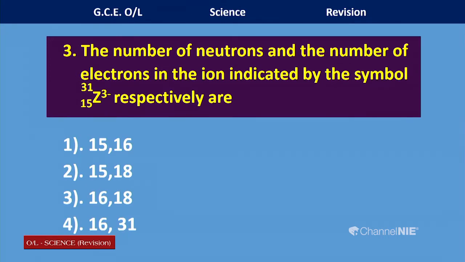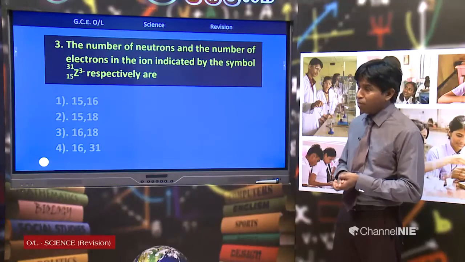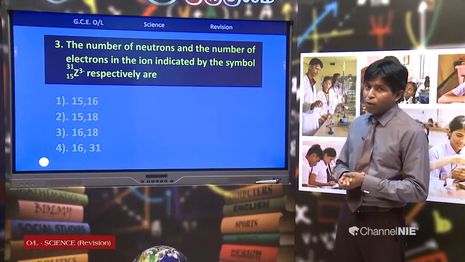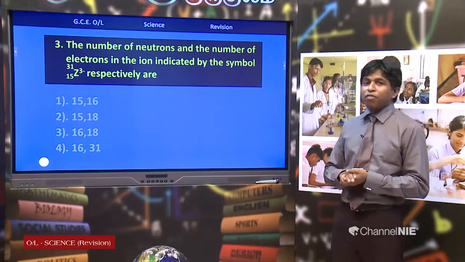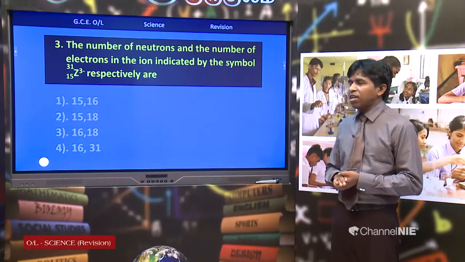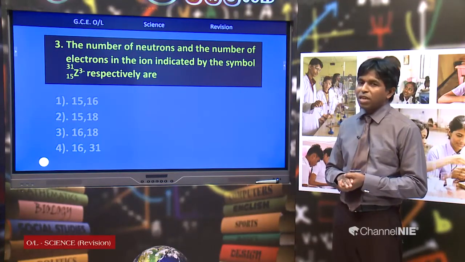Then let us see how to get the number of neutrons. 31 minus 15, that is mass number minus atomic number. What is mass number? Number of protons plus number of neutrons. What is 15? Only protons. So, when you subtract 15 from 31, you get the number of neutrons, that will be 16.